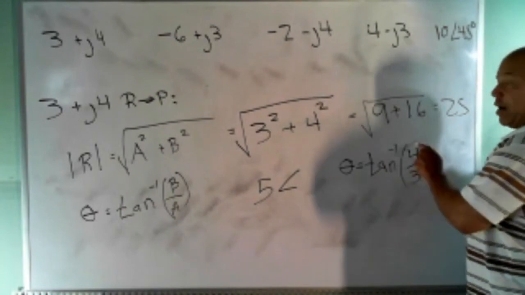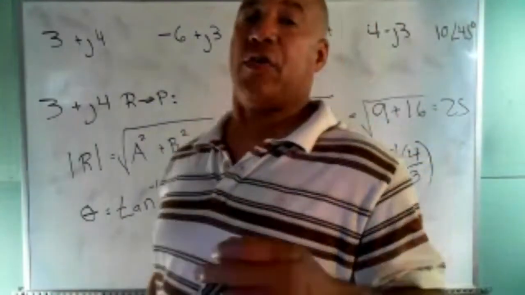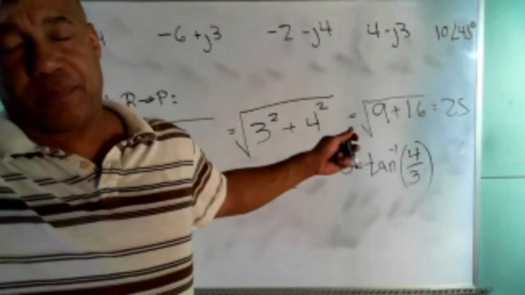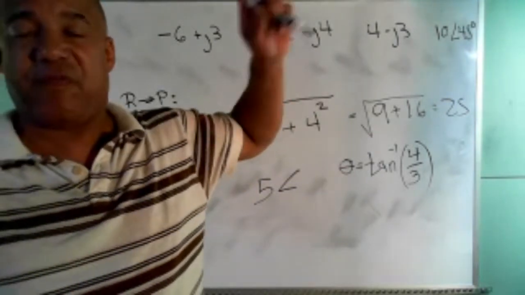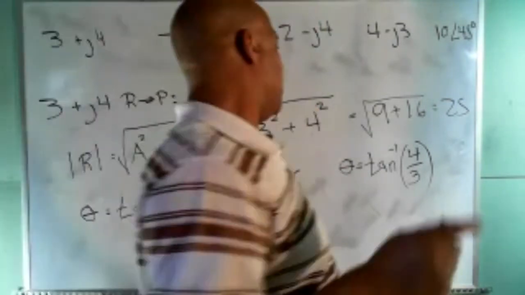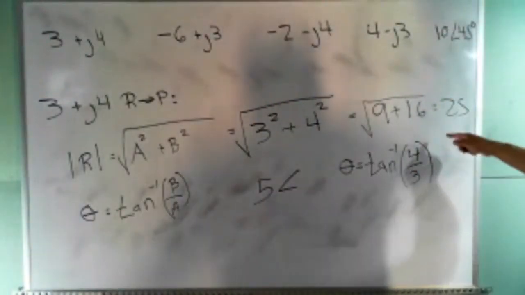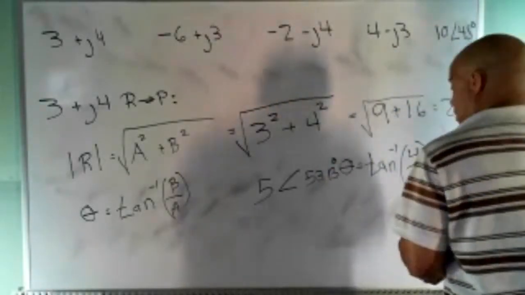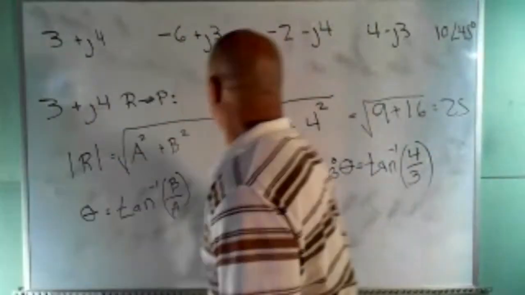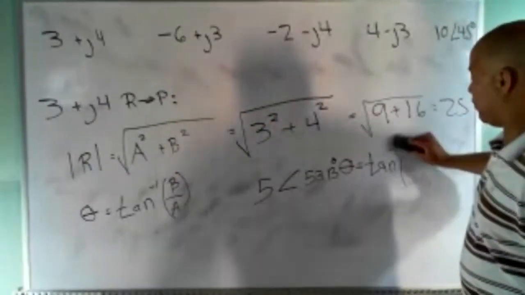Now I need your help on this. Make sure your calculator is in degrees. Keep it in degrees. The only time you put it in radians is when you have a sine, that thing that I showed you last time. But make sure you're in degrees. And somebody take the inverse tangent of 4/3 and tell me what you got. Do the calculation for me. Fifty-three point one three degrees. Correct. So there's an example of how you would do that.